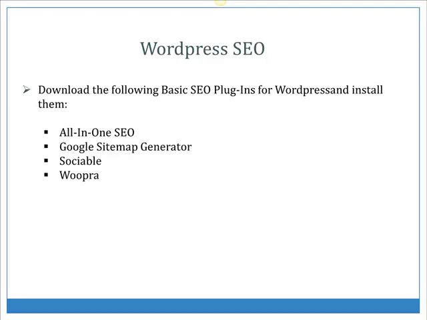Google Sitemap Generator would be another one. Sociable. And another one that I like to use is Woopra, and this is because it's an analytics plugin that will tell you about the traffic, what kind of keywords they're using coming to your sites. You can use Woopra for your sites, but it's got a plugin that you can install on your WordPress.